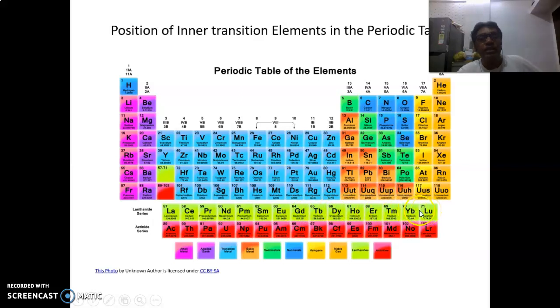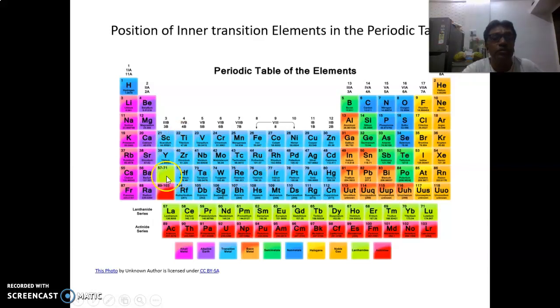So let us see which are these elements. The first one is lanthanum, cerium, praseodymium, neodymium, promethium, samarium, europium, gadolinium, terbium, dysprosium, holmium, erbium, thulium, ytterbium and lutetium. That is, from lanthanum 57 to lutetium 71. So lanthanum 57 is also included in the lanthanide series. Actually, the position of lanthanum is here. It is a d-block element. All these elements are d-block elements.